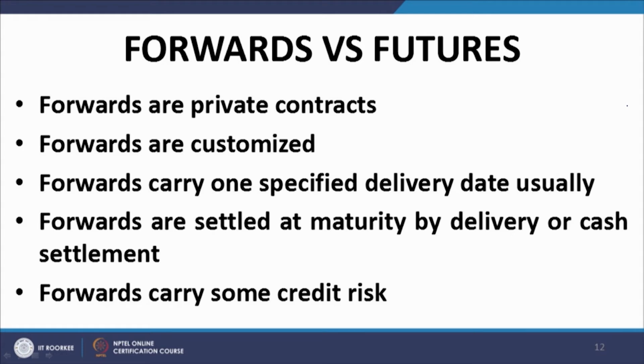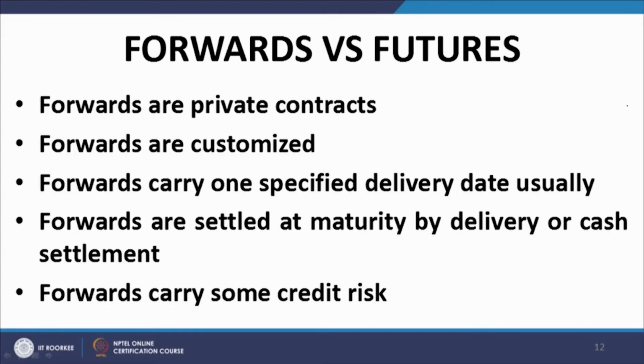Forwards versus futures: basically both these contracts envisage delivery of an asset at a future date at a price which is agreed upon at t equal to 0. That future date is called the maturity. However, forwards are customized, futures are exchange traded, and there are some other differences which we shall go through quickly. Forwards are private contracts, forwards are customized, as I have mentioned just now. Forwards usually carry one specified delivery date. Forwards are settled at maturity by delivery or cash settlement.